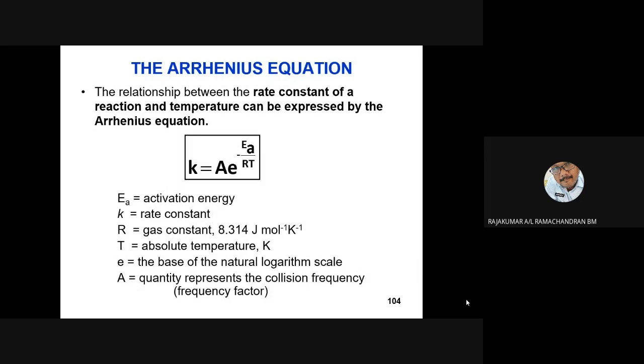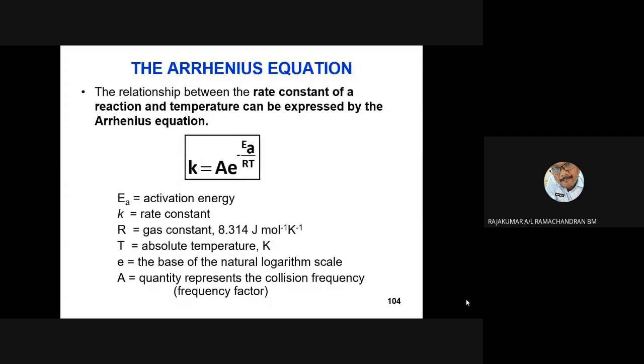Okay, E is the base of the natural logarithm scale. That one mathematically you know. A is known as frequency factor. Okay, frequency factor or collision frequency pun fix untuk satu chemical reaction. So yang berubah sekarang ini, kita manipulate absolute temperature, rate constant respond. Okay, this is the Arrhenius equation.